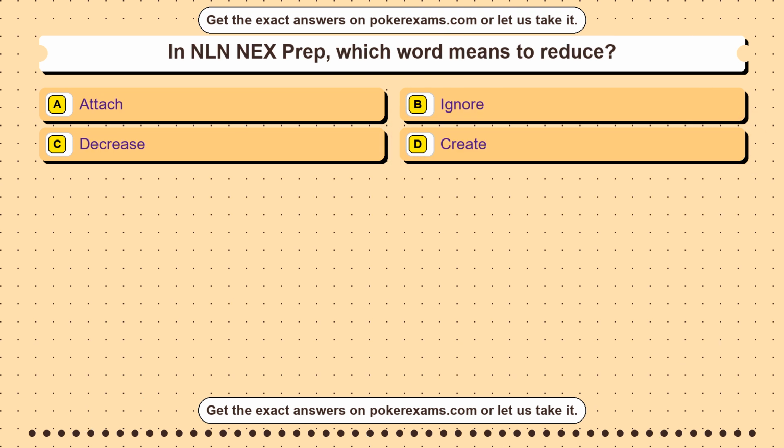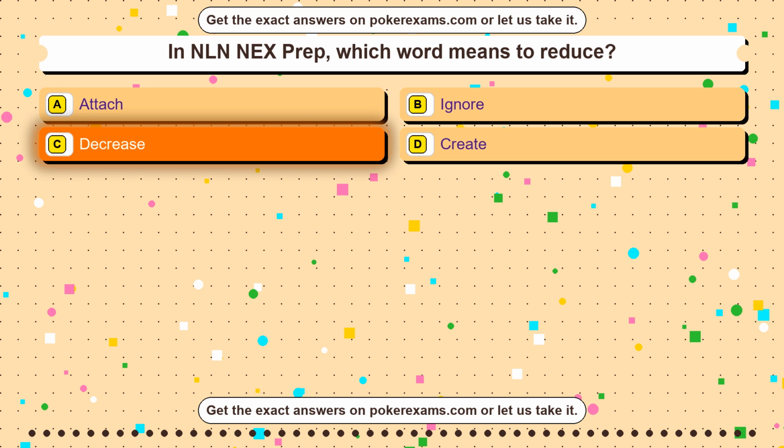Question 3. In NLN NEX Prep, which word means to reduce? Option A attach. Option B ignore. Option C decrease. Option D create. The correct answer is option C.